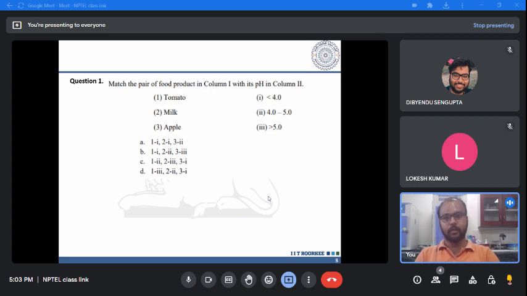So here the first question is: match the pair of food product in column 1 with its pH in column 2. You just need to connect what will be the pH of a given product, and the pH is given on the right side of the product. There are options A, B, C, D. For the A option, the first will be less than 4. If you know that, you can select the right answer. I'll be waiting in the comment box. If you know, please answer in the comment box.